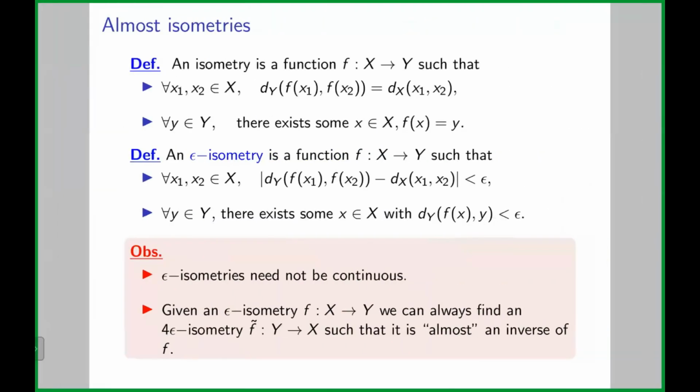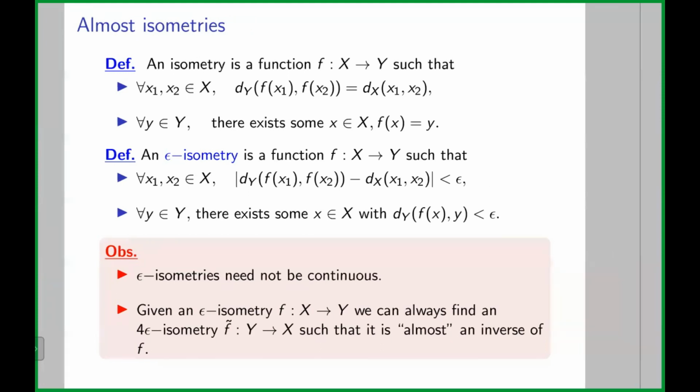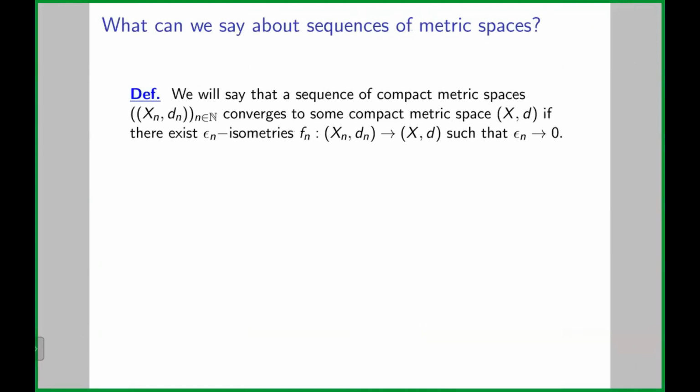A couple of observations that we need to make: in general, epsilon isometries do not need to be continuous. These are just maps that satisfy these two things. And the second is that given an epsilon isometry, one can always find an almost inverse of it. That is, we can always find an f tilde going from Y to X, such that it is a 4 epsilon isometry. So you lose something, but it is not so important.